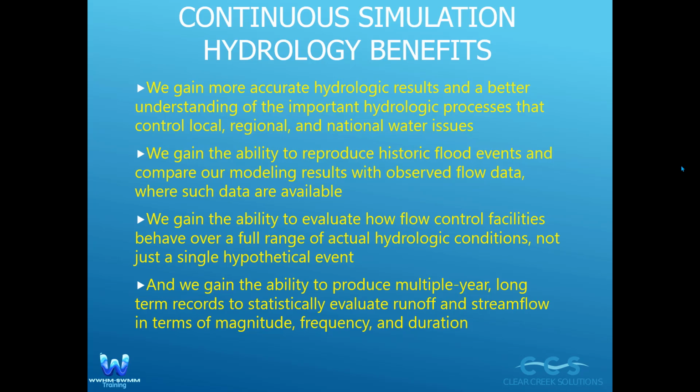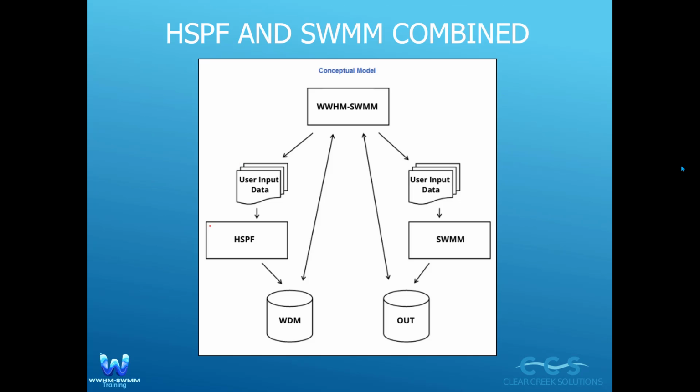So it may claim that it can do multiple steps in the stormwater design process, but really it's not doing it well. And so we want to be able to do both well. That's really what's important, and that's what WWHM is able to do. And so with something like continuous simulation, we gain the ability to produce multi-year long-term records. We utilize the rainfall records to statistically evaluate runoff and stream flow in terms of magnitude, frequency, and duration.